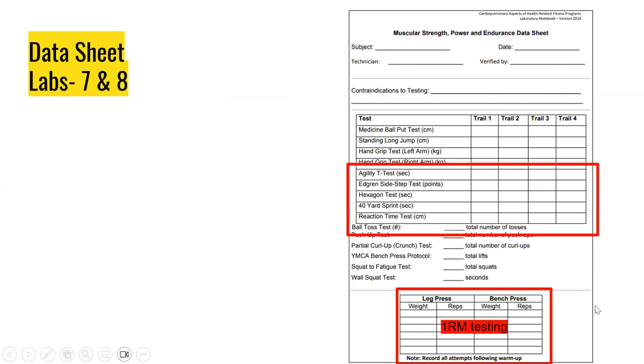All right, so you're going to be using the data sheet that we used from last week for the muscular strength, power, and endurance. So please complete the table, right? Complete all four trials for the agility test, the sidestep test, the hexagon, 40-yard sprint, reaction time, and the ball toss test. And also the FAB test.